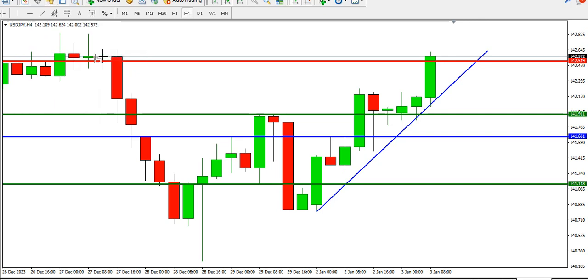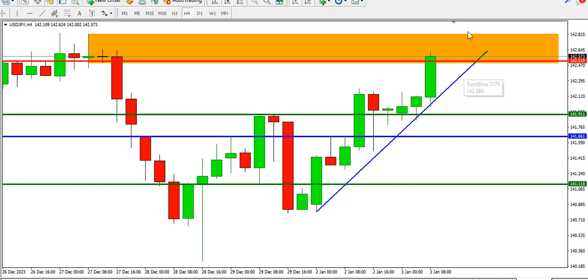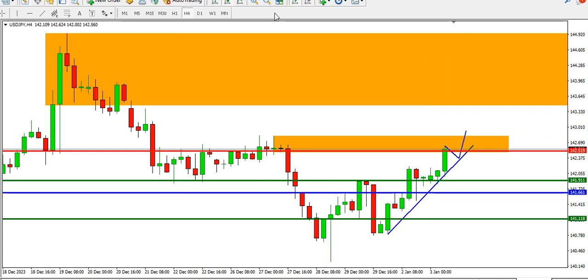This is the supply area, price is at this area, and price might retrace a bit before breaking this other block. So you might see some level of retracement back to this trend line, and then we might see price going upward. So expect some recovery. Expect some recovery for USDJPY.